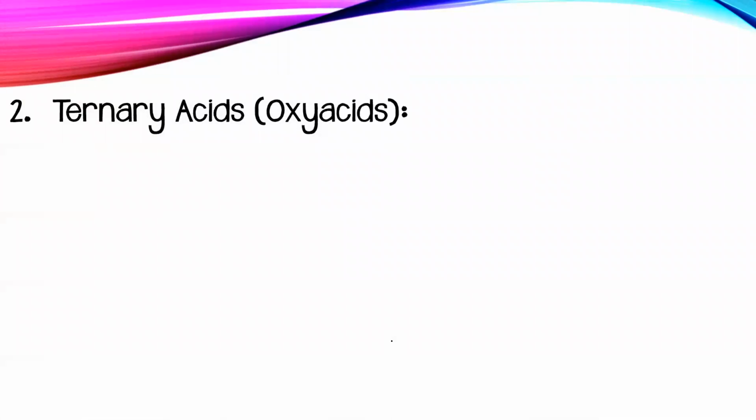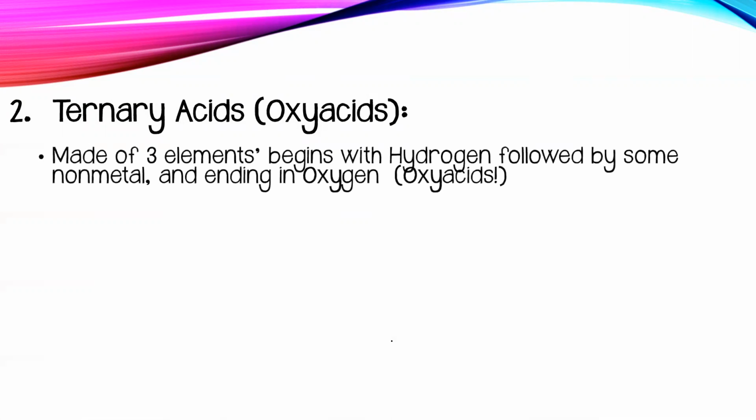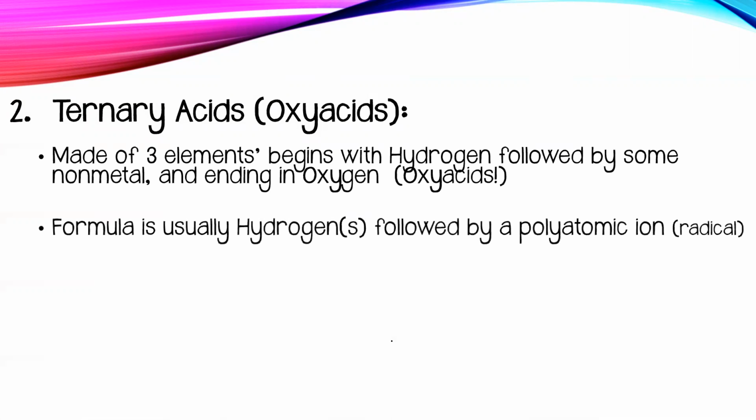Okay, what about naming ternary acids, which are also called oxyacids? These are going to be made of three elements: hydrogen, usually at the beginning, followed by one of our nonmetals to the right side of the periodic table towards the staircase line, and then ends in oxygen, hence the oxyacids. So once again, you're going to most likely have hydrogen followed by a polyatomic ion or a radical that ends in oxygen.